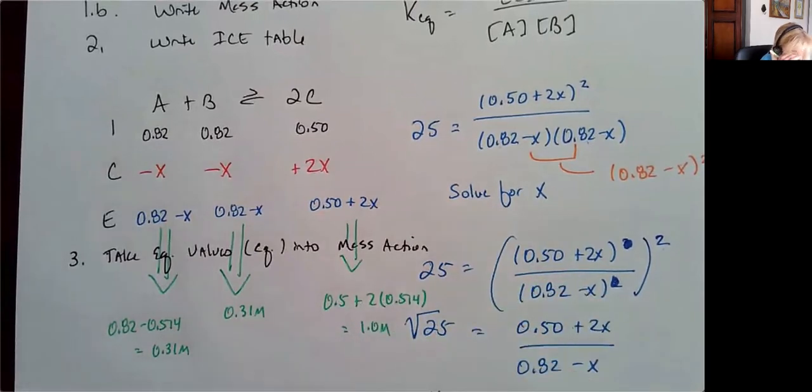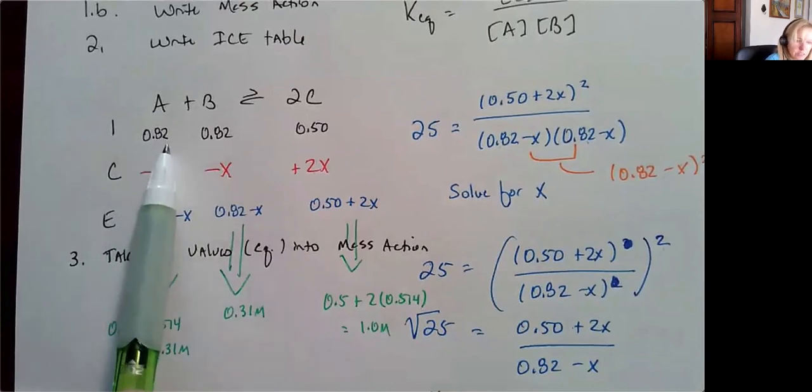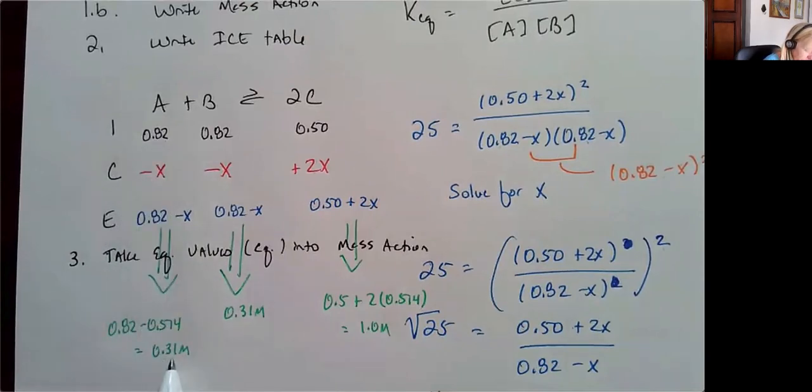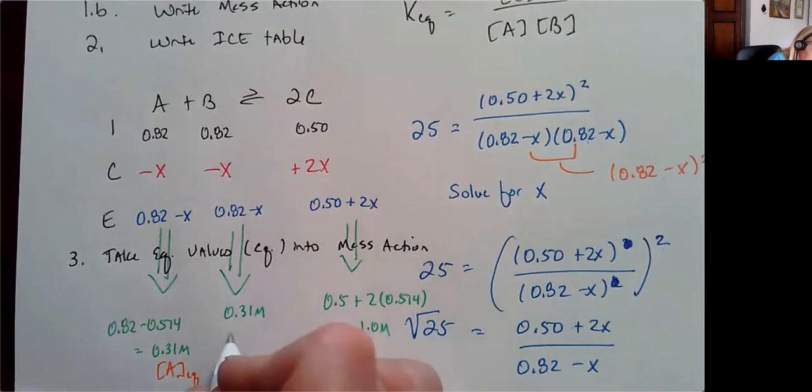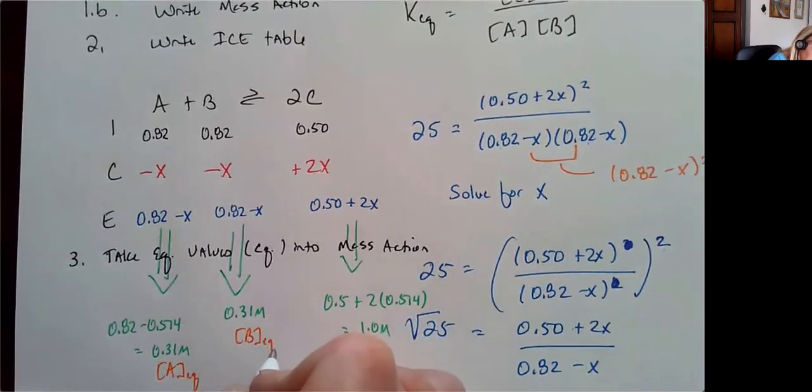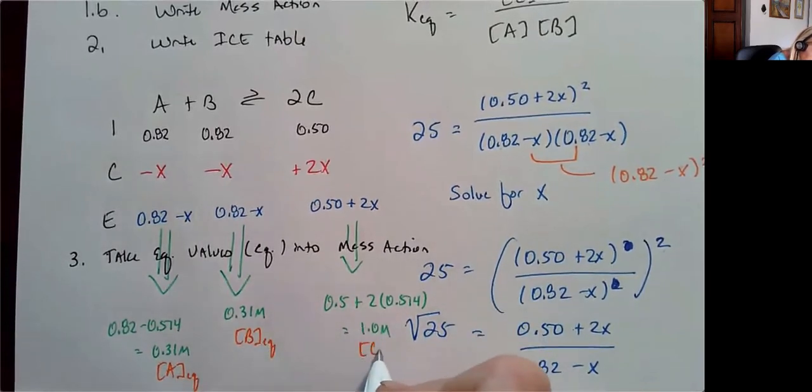So if I've done this right, these are going to go down, and this is going to go up. I'm just going to check to make sure. 0.82 is what I initially started with. I ended up with 0.31, so that one went down. Same here. And I started with 0.5. I expect that to go up, and it did. It went up to 1.0. So this would be my answer here. This is my equilibrium concentration of A. This is my equilibrium concentration of B. And this is my equilibrium concentration of C.